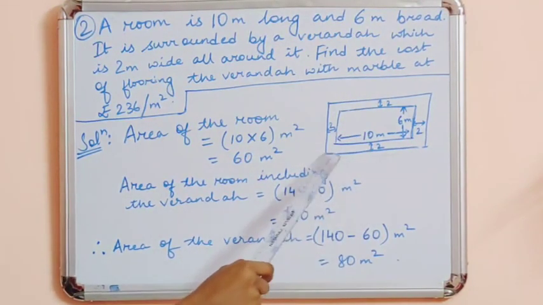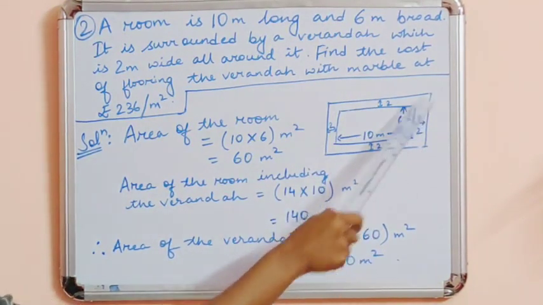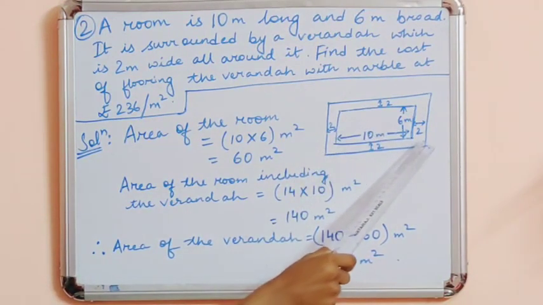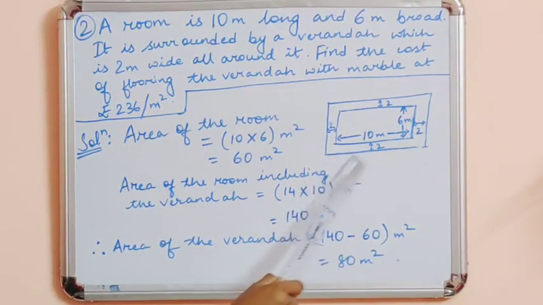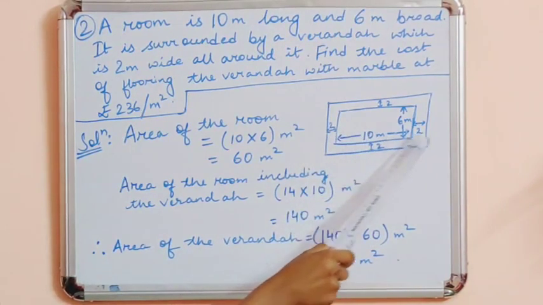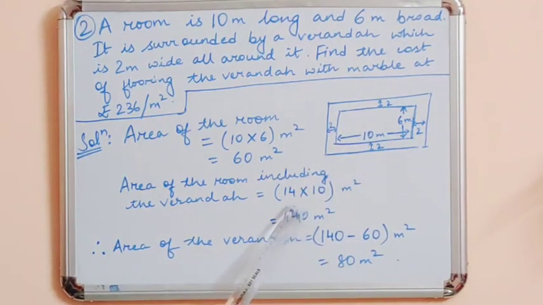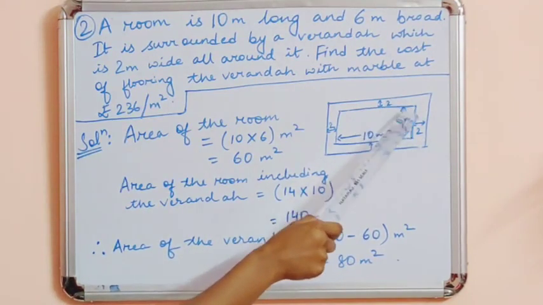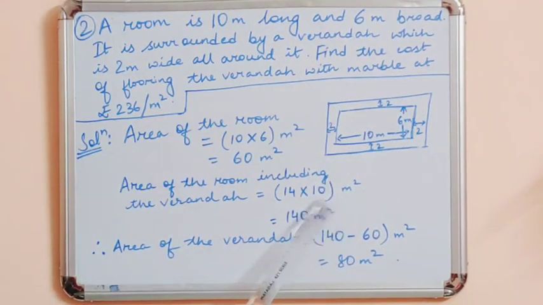For that we need to know the outer length and the outer breadth. So the inner length is 10. Here it is 2 meter wide and here again it is 2 meter wide. So the outer length will be 2 plus 10 plus 2, that is 14. And the outer breadth will be 2 plus 6 plus 2, that is 10. So the area of the room including the veranda is 14 into 10, that is 140 meter square.